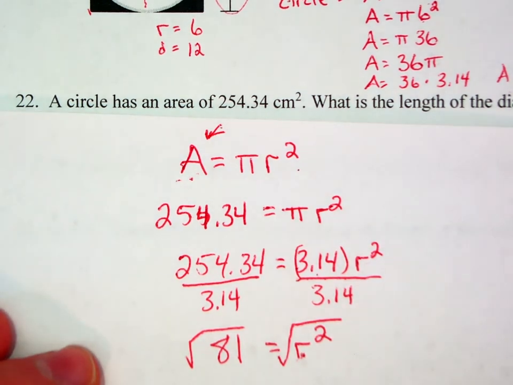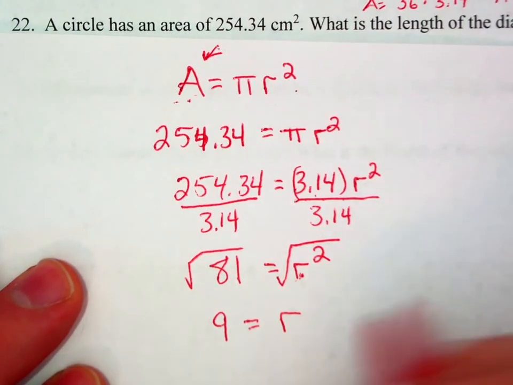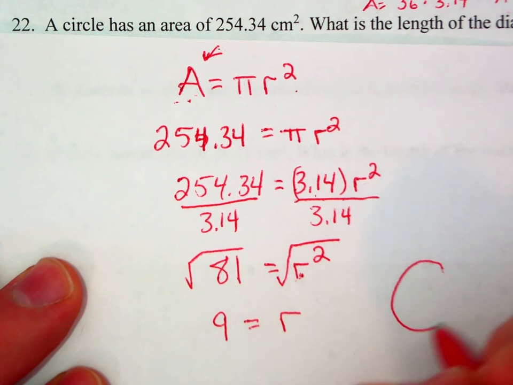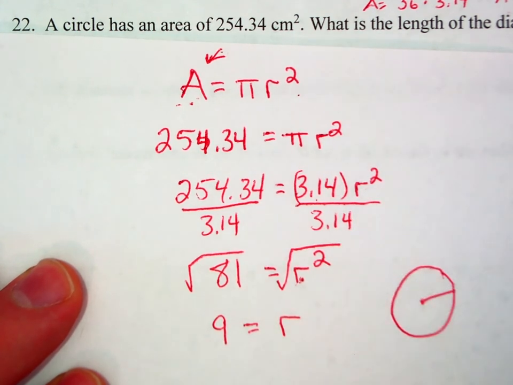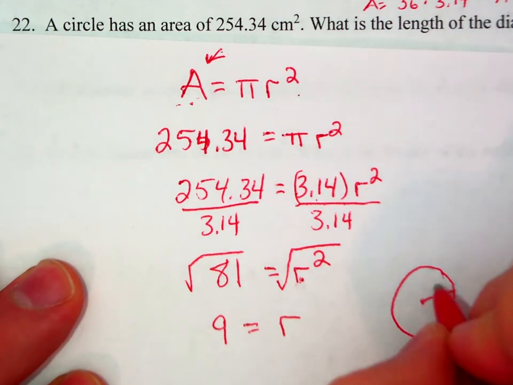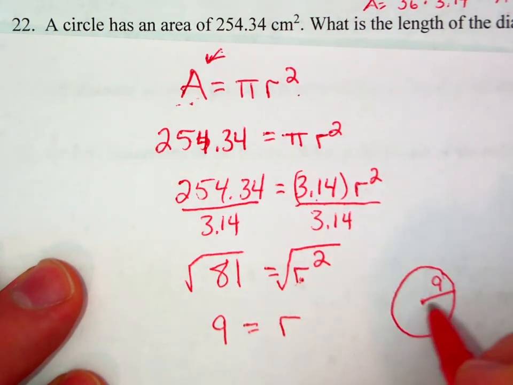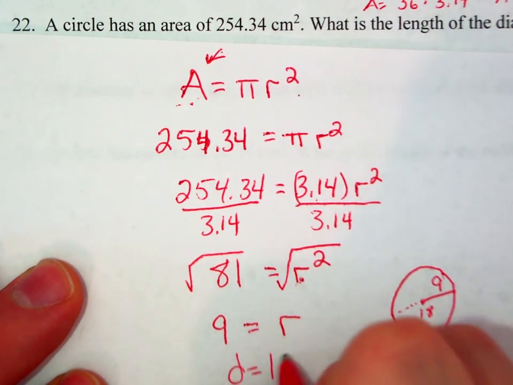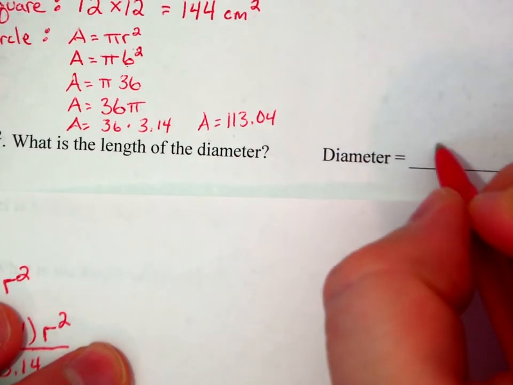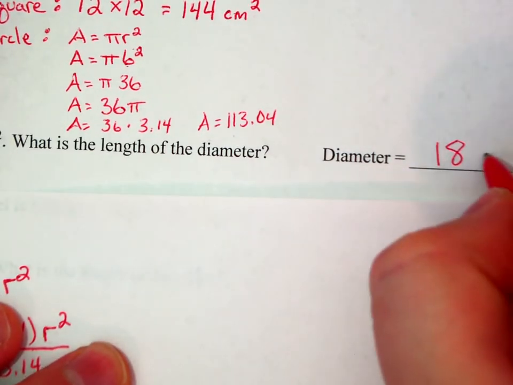Once I know the radius is 9, that helps me out because, remember, when I have a circle, the radius is the distance from the center to any side of the circle. So if that is 9, then I know my diameter is twice 9, which would be 18. So we can answer this question by saying diameter equals 18 centimeters.